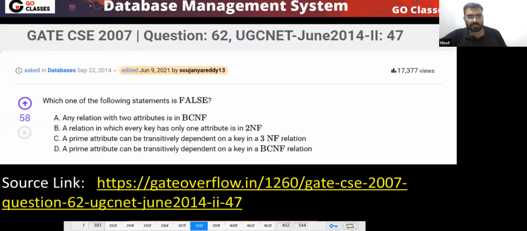But now you can notice, for this question, what will be their answer? Tell me, this is the question. This is an MCQ question. Which of the following is false? Read the options.